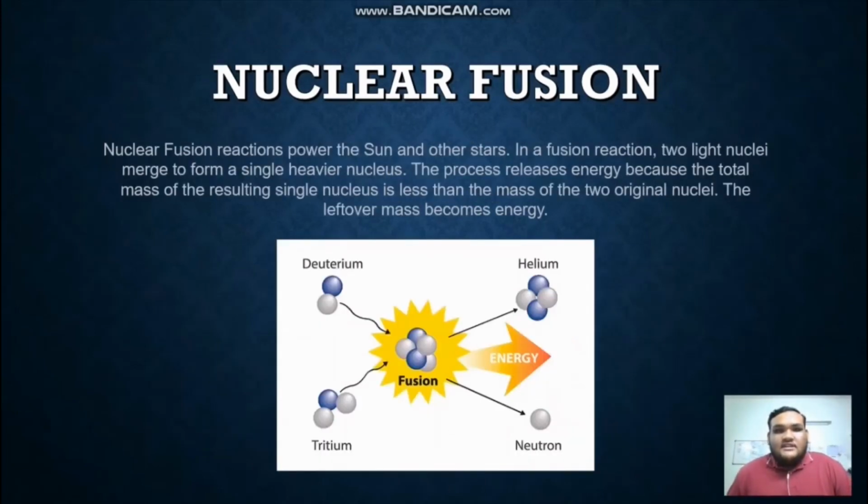Nuclear fusion. Nuclear fusion reactions power the sun and other stars. In a fusion reaction, two light nuclei merge to form a single heavier nucleus. The process releases energy because the total mass of the resulting single nucleus is less than the mass of the two original nuclei. The leftover mass becomes energy.